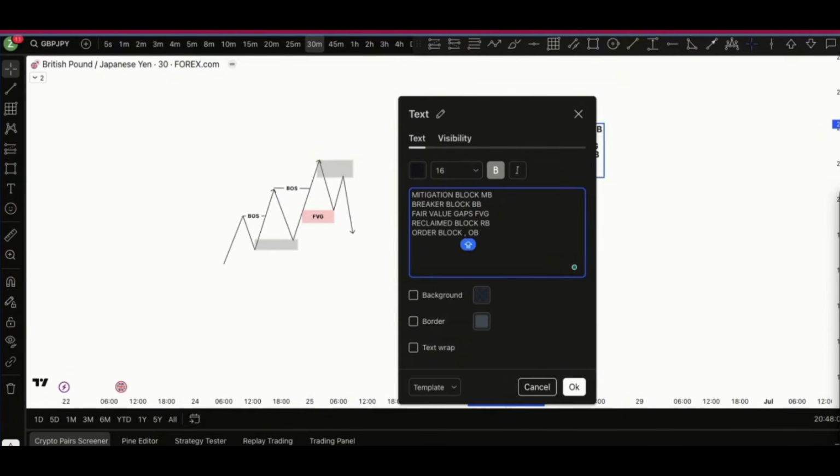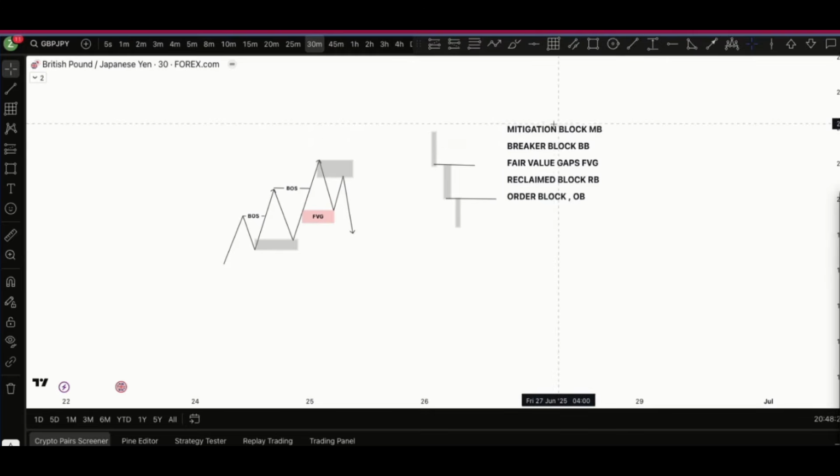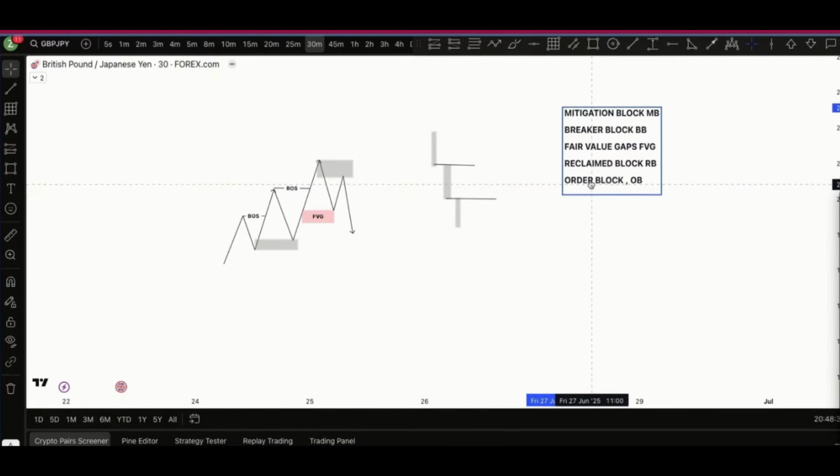And look at this. Order block is the last among them, but that is also the most popular among them. Can we see it? When we are looking at points of interest, they are of hierarchy. Price mostly respects mitigation block, before breaker block, before fair value gap, before reclaim block, and then order block.